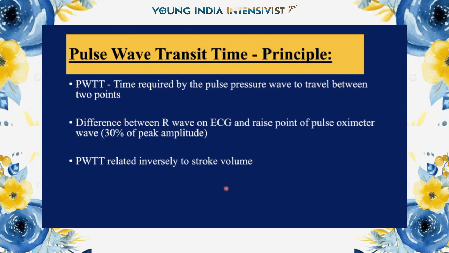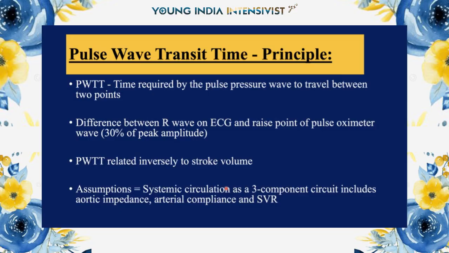In final year MBBS, you would have heard something called parvus et tardus, slow rise and late peak, which happens in stenotic valvular lesions, which means that those stenotic valvular lesions will have a low cardiac output state. Stroke volume will be very low, so you will have a slow rise and late peak of pulse. If you apply the same principle here, you can understand this. Assumptions: what assumption are you making? Your systemic circulation is a three-component circuit, which includes arterial compliance, aortic impedance, and SVR.